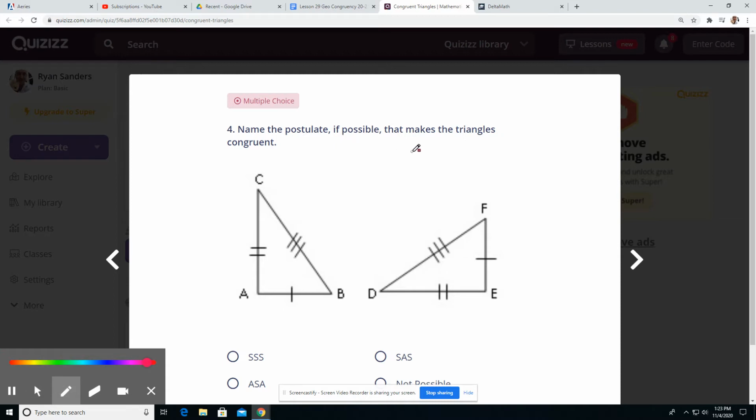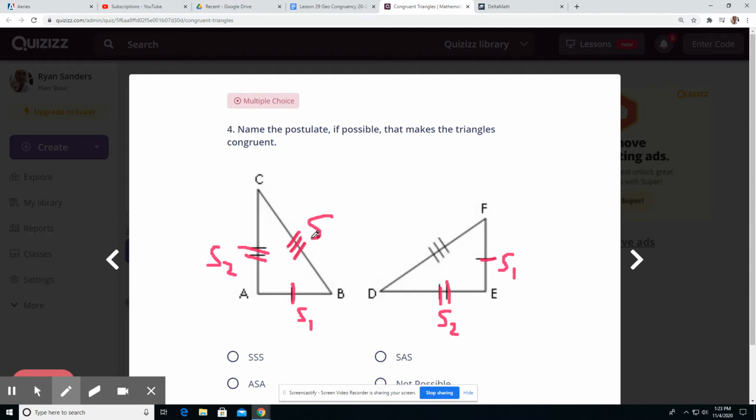Name the postulate, if possible, that makes the triangles congruent. Well, side 1 matches to side 1. Side 2 matches to side 2. Side 3 matches to side 3. So by side, side, side, these triangles are exactly the same, or congruent.